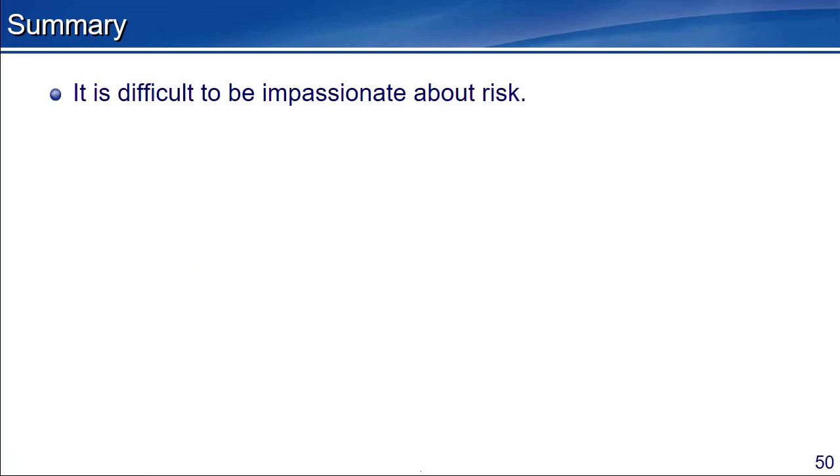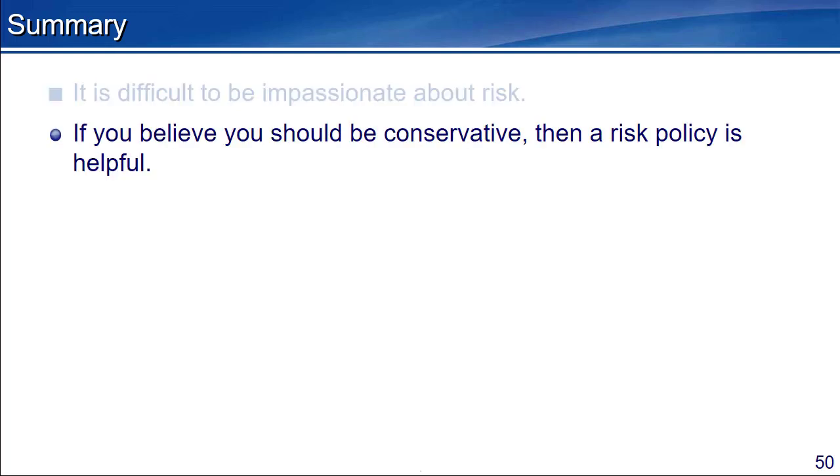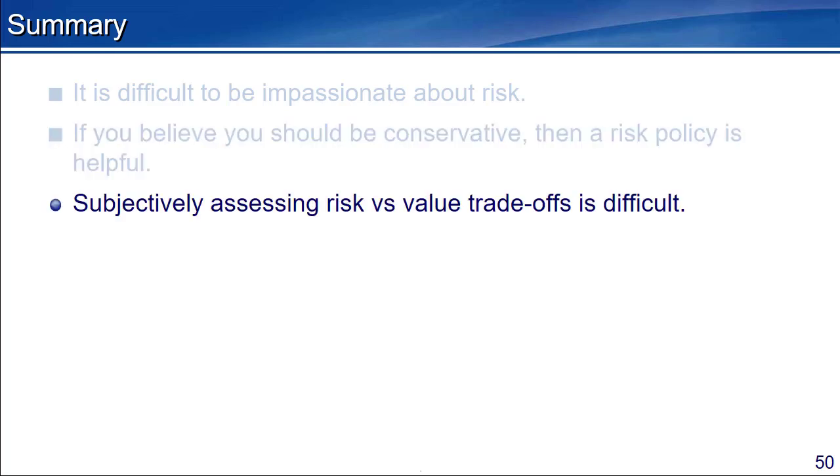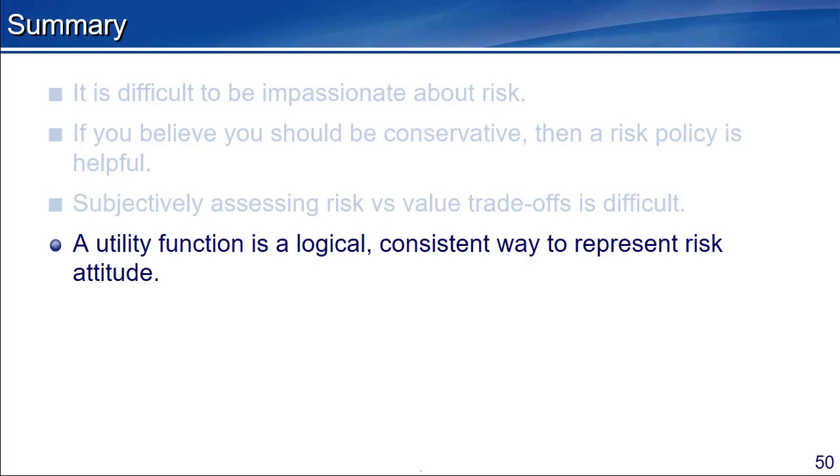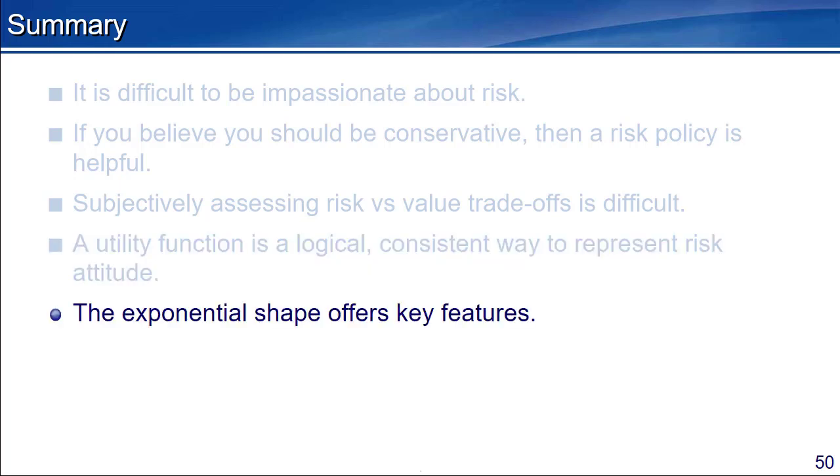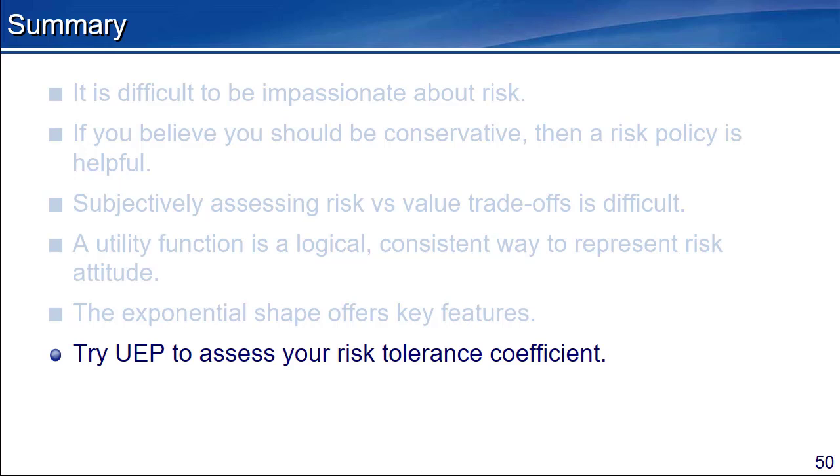Most everyone cares about risk at some level. If you are a conservative decision maker, then a quantified risk policy will be helpful for clarity and consistency. Judging risk versus value trade-offs is difficult with unaided intuition. A quantitative risk policy guides in making logical, consistent trade-offs between value and risk. The exponential utility function shape offers key benefits, such as same buy and sell values. UEP will help you determine the risk tolerance coefficient.